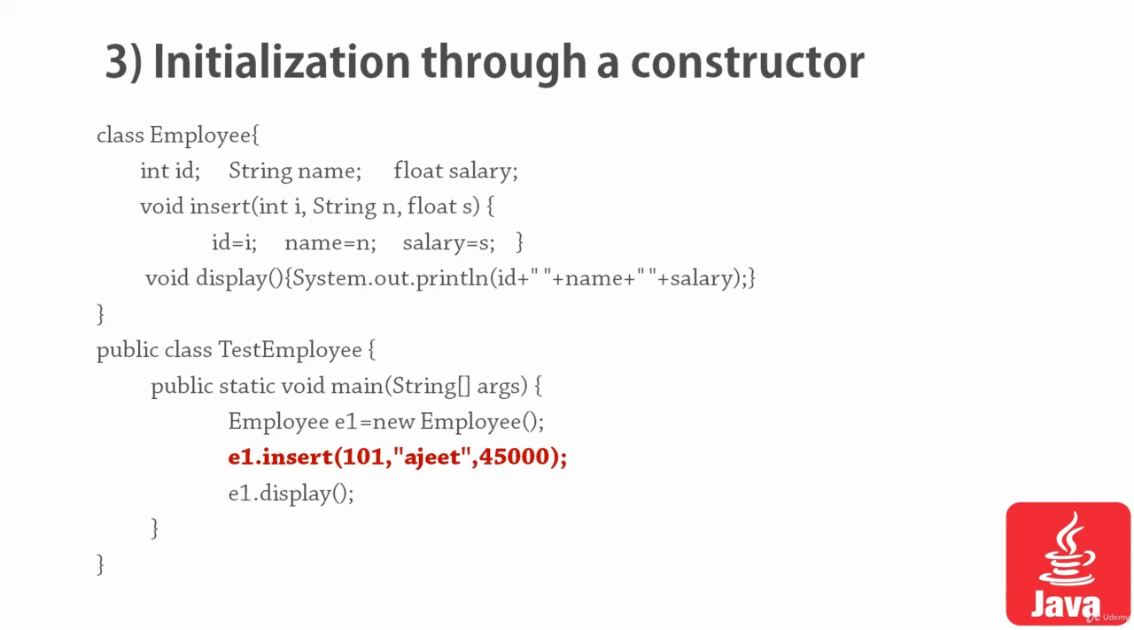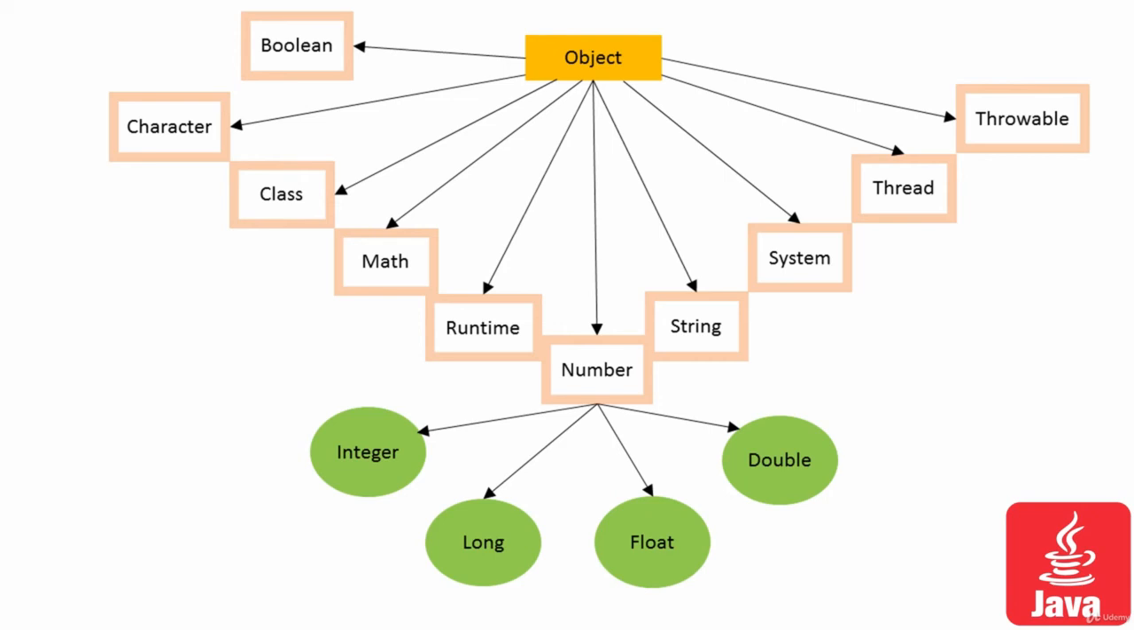Then the third way is to initialize using the constructor. It would be similar to using the method. There could be multiple constructors or multiple methods in the same class. So there are different objects.